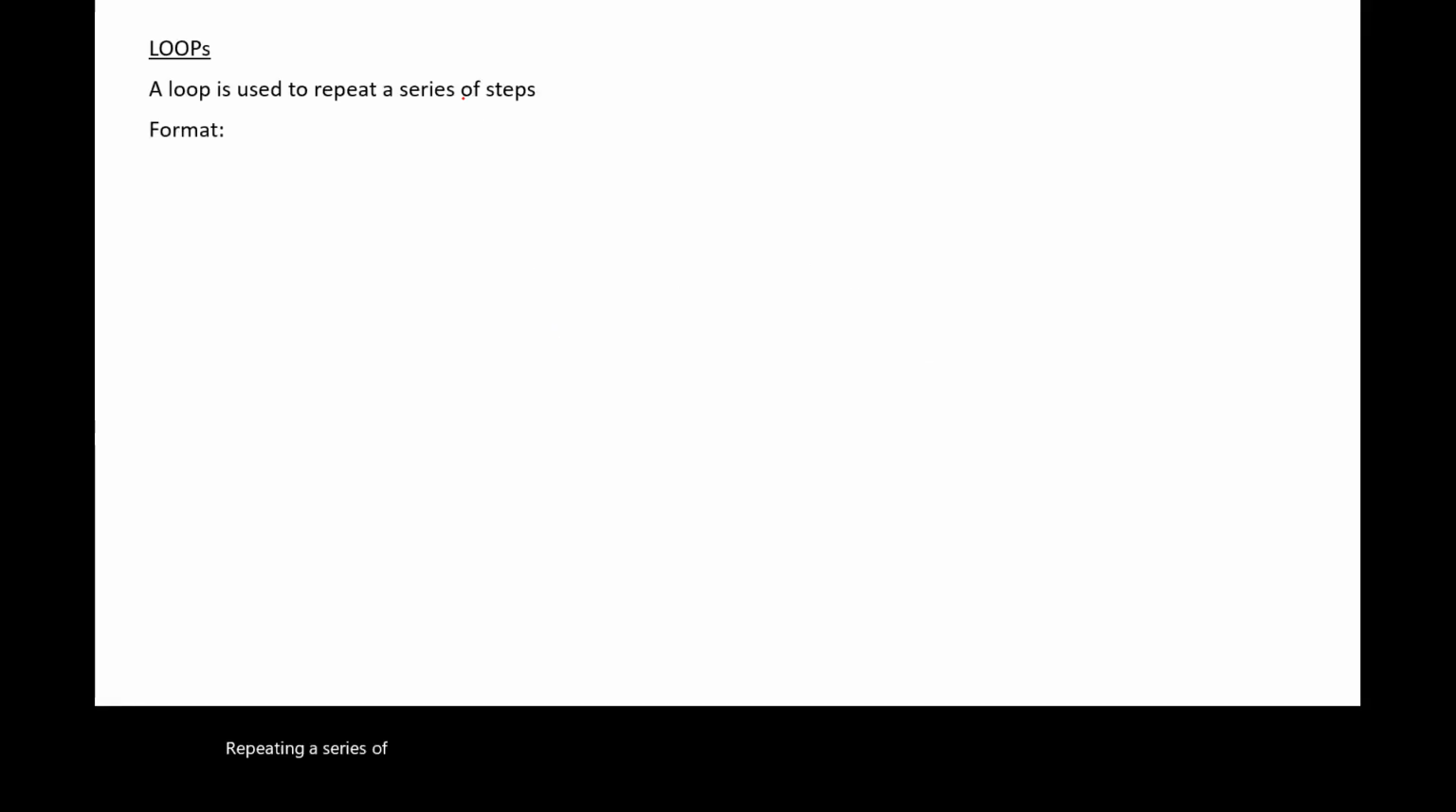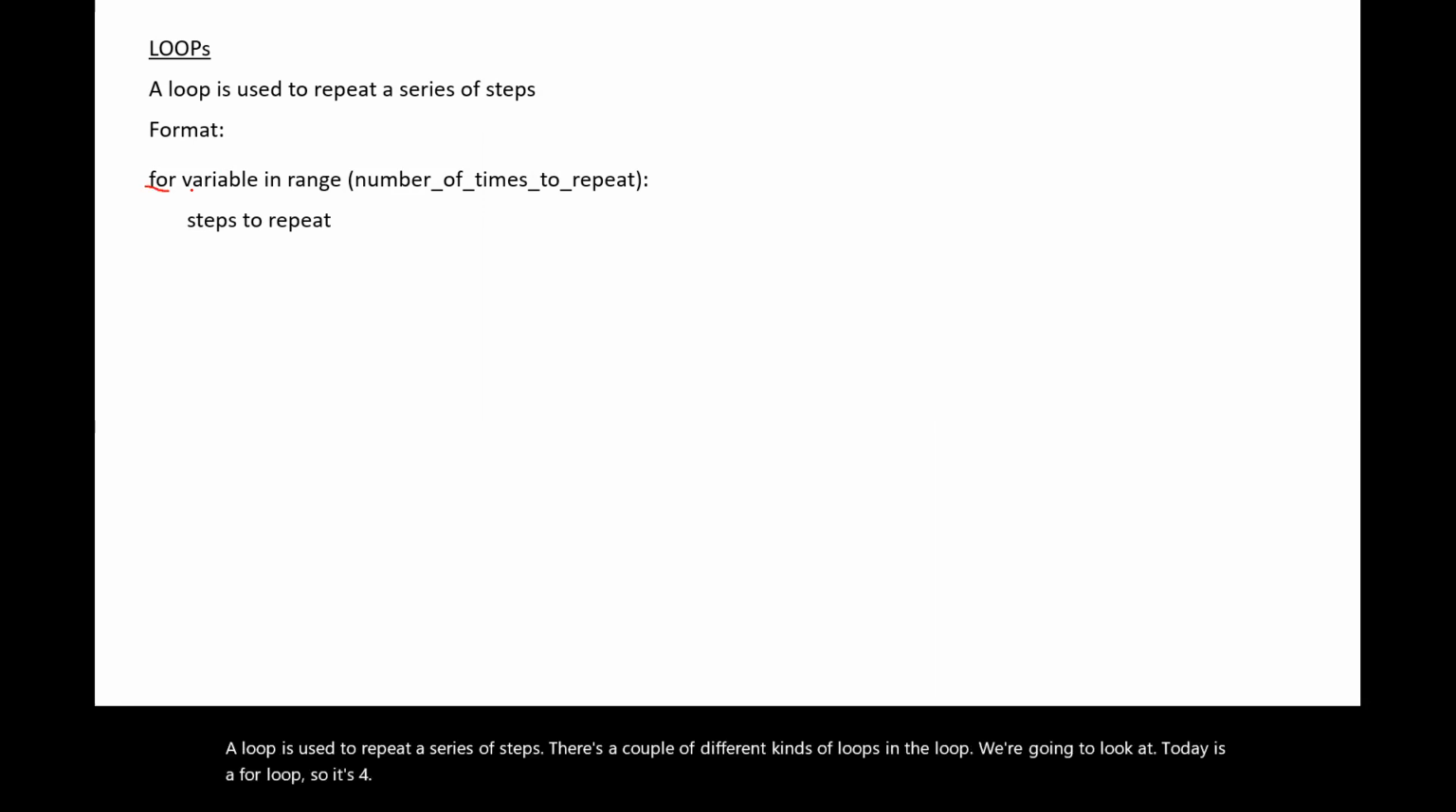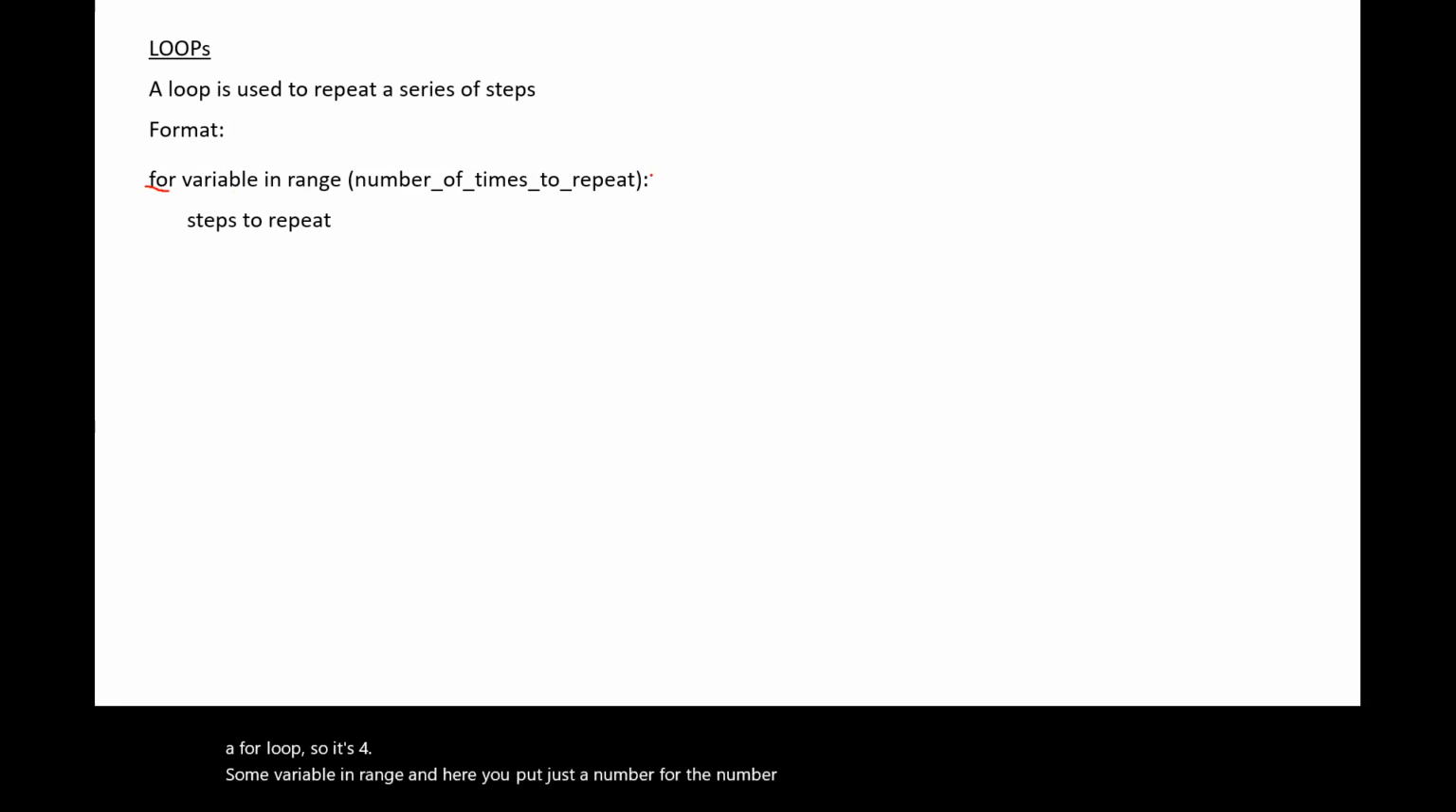Repeating a series of steps. A loop is used to repeat a series of steps. There's a couple of different kinds of loops, and the loop we're going to look at today is a for loop. So it's for some variable in range, and here you put just a number for the number of times you want to repeat, colon, and the steps you want to repeat.